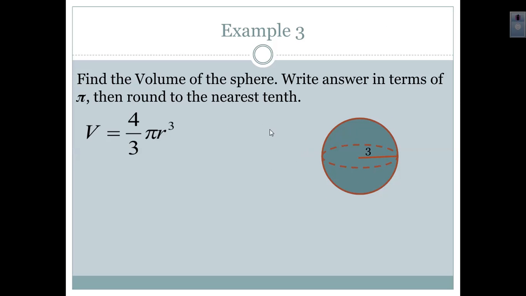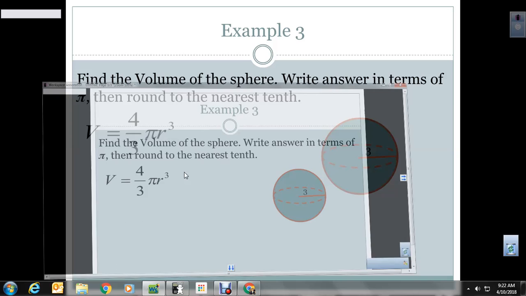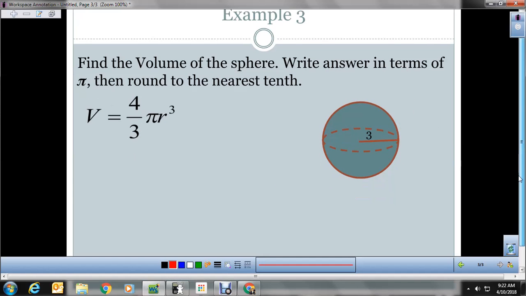Find the volume of the sphere, write your answer in terms of pi, and then round to the nearest tenth. So we're rounding a little bit differently in our decimal equivalent, but in terms of pi will be the same. You're not going to calculate pi. So the first thing we need to do is identify our radius, which in this case is 3. So for the volume, we're going to get 4/3 pi times 3 cubed. Now that means it's 3 times 3 times 3. So that's 4 times pi times 27 over 3.